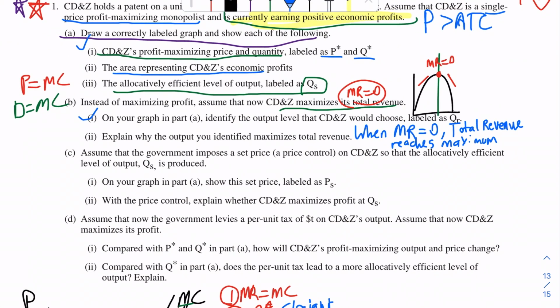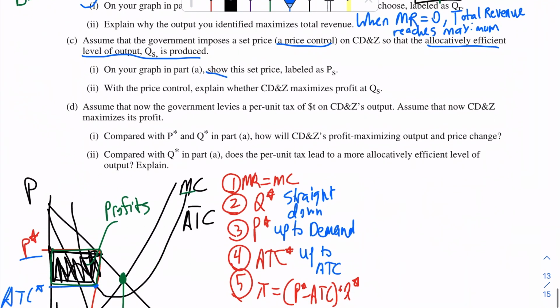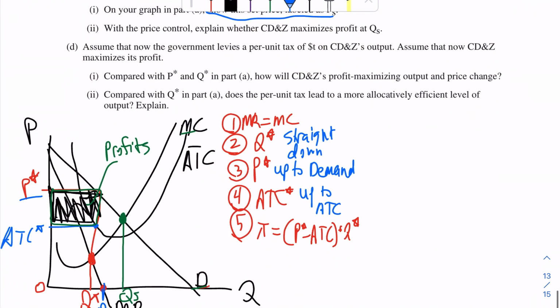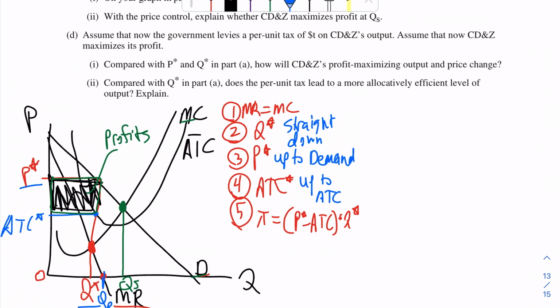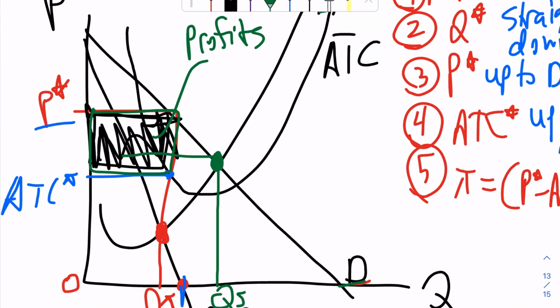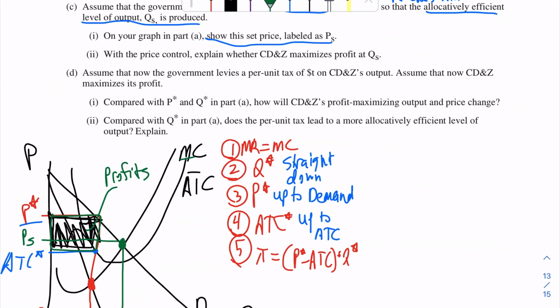Assume that the government imposes a set price, a price control, so that the allocative efficient level of output is produced. So on your graph, show this set price as PS. So all we got to do is we have the quantity QS. So now we just need to go to the price. So that would be straight across, PS. So we got a point there.